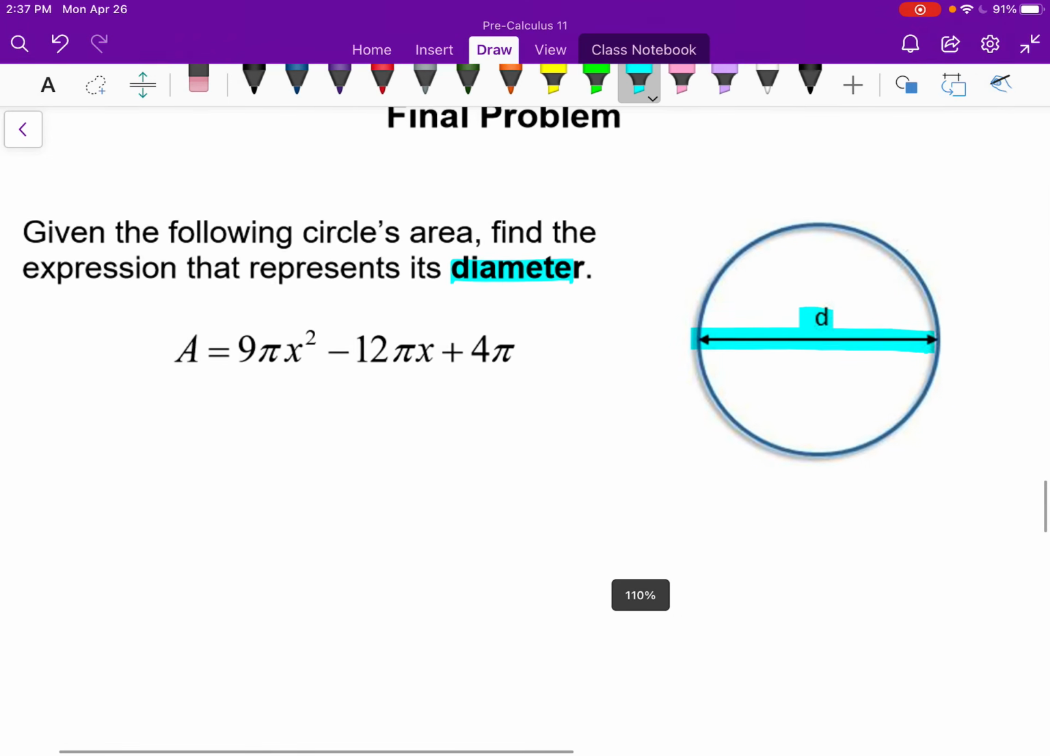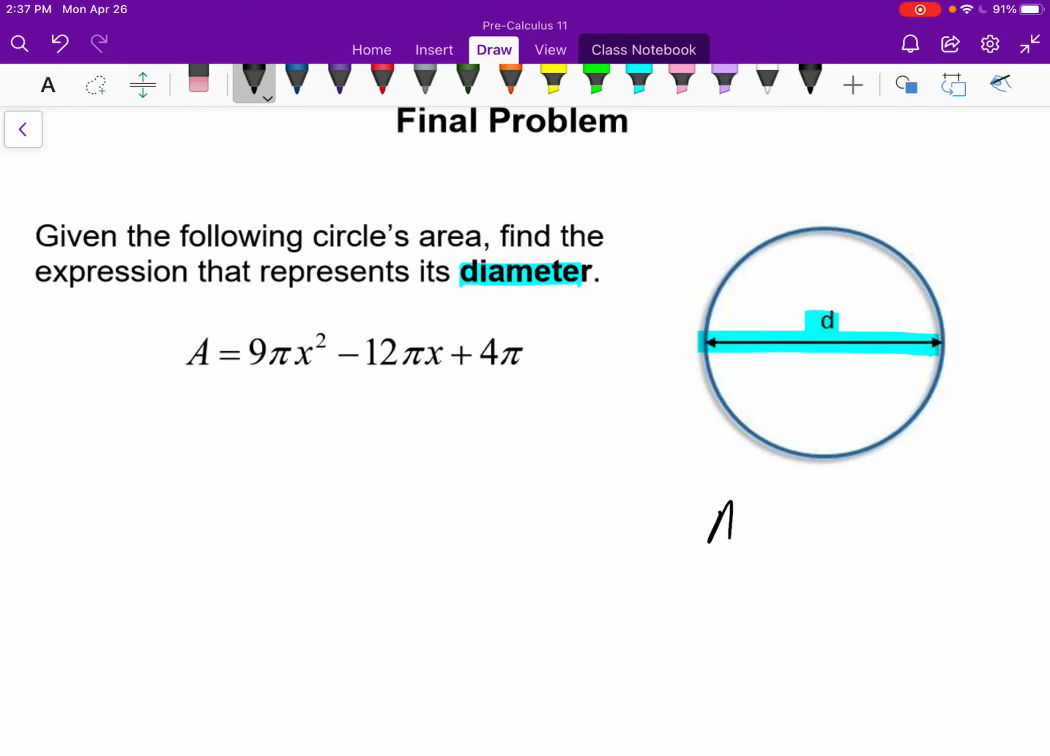Well, first, let's remember, how do we find the area of a circle? One of our classic math formulas, it's pi r squared. That's the area in general. This is the area of this particular circle. What do I want to do first?